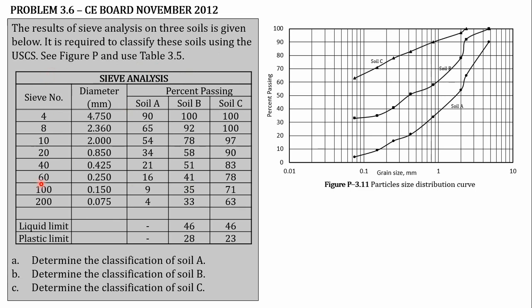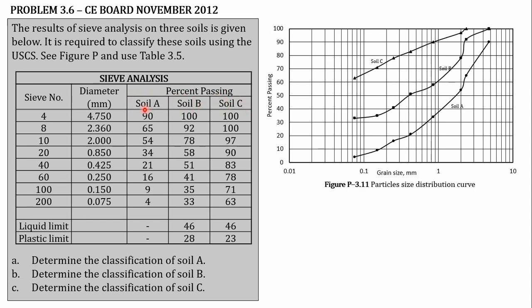In the first column, given tayo ng sieve number: 4, 8, 10, 20, 40, 60, 100, and 200. And the second column class is the respective diameter in each sieve number, ito yung mga diameter niya in mm. And in this column class, given tayo na percent passing in every soil. May tatlong soil tayo class: ito yung ating soil A, ito yung ating soil B, at ito yung ating soil C.